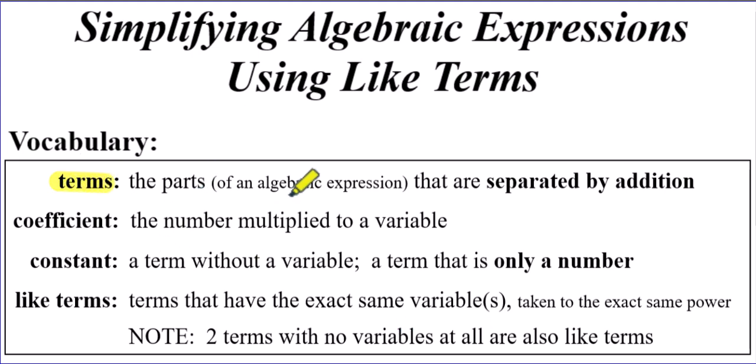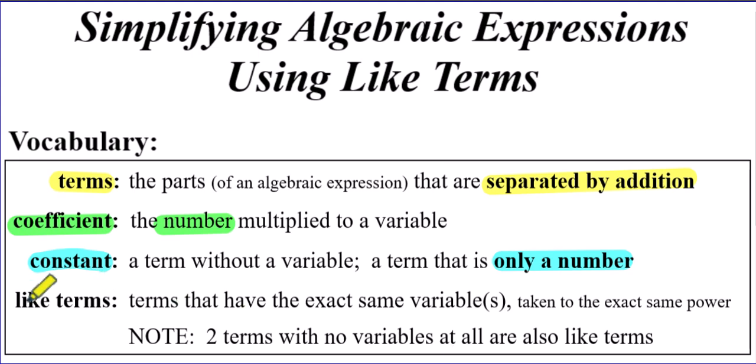Terms are the parts of an algebraic expression that are separated by addition. Coefficient, that is the number that is multiplied to a variable. Now, we're going to look at lots of examples on this stuff, so just bear with me for now. A constant is a term without a variable. So it's basically a term that is only a number. No variable is present at all.